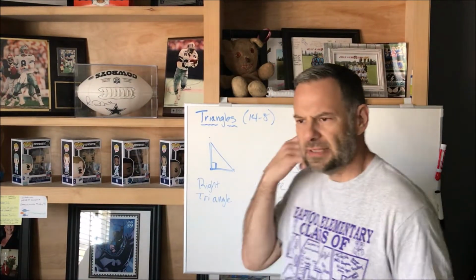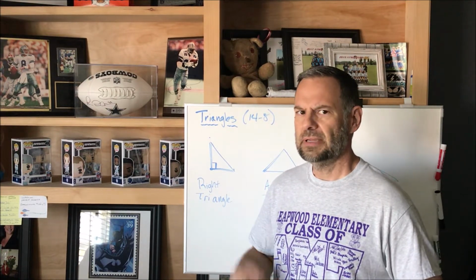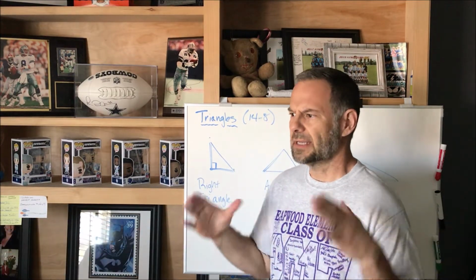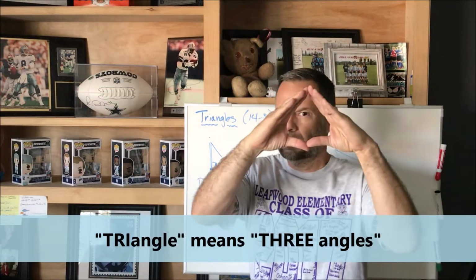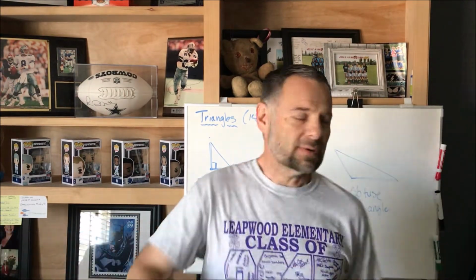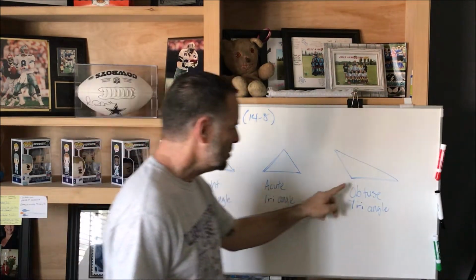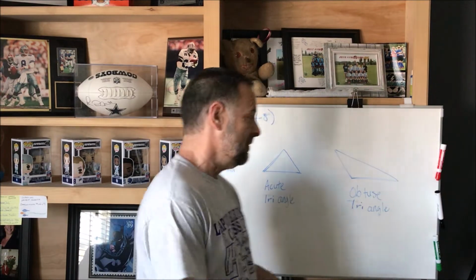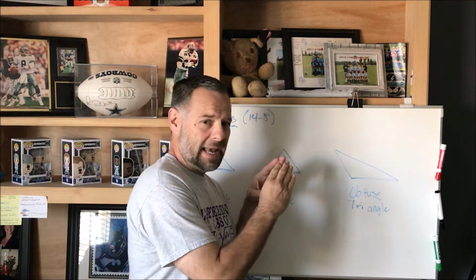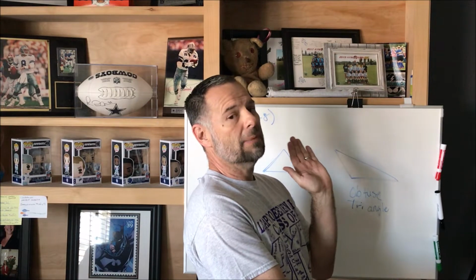And think about that for just a second. Triangle. Tri, like a tricycle, means 3. Anytime you see T-R-I, it means 3. And if I say triangle, it means it has 3 angles, one at the top and one on each corner. And each one of those angles is here in each one of our drawings. So we have a right angle, which can be a right triangle, an acute angle, which can be an acute triangle, and an obtuse angle, which can be an obtuse triangle.